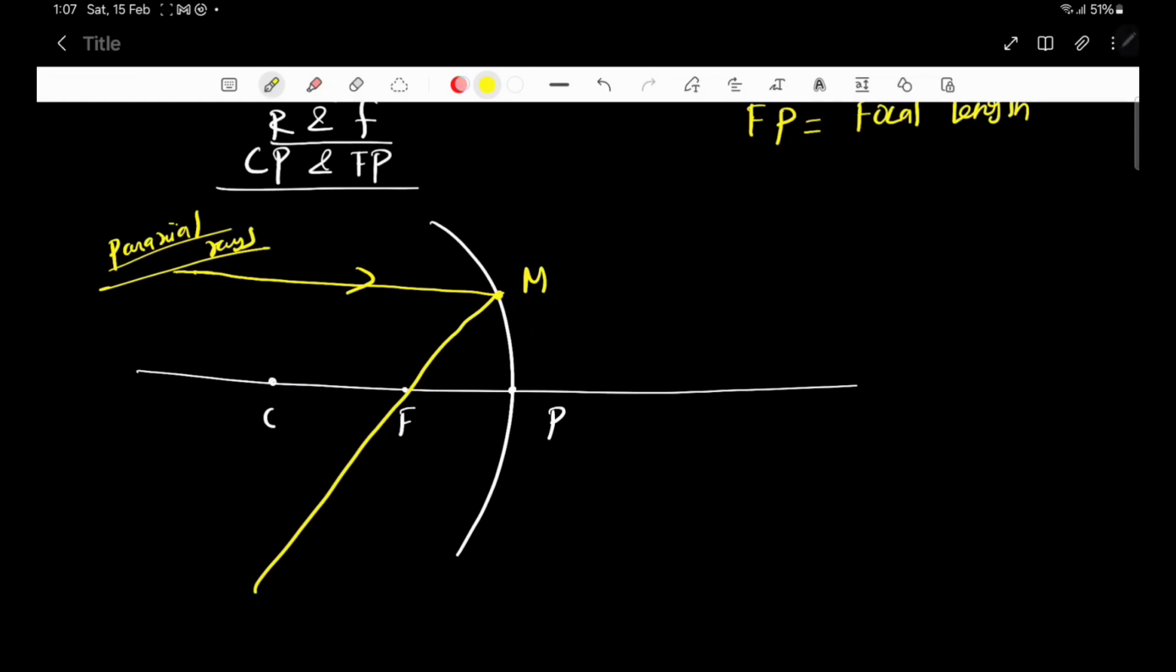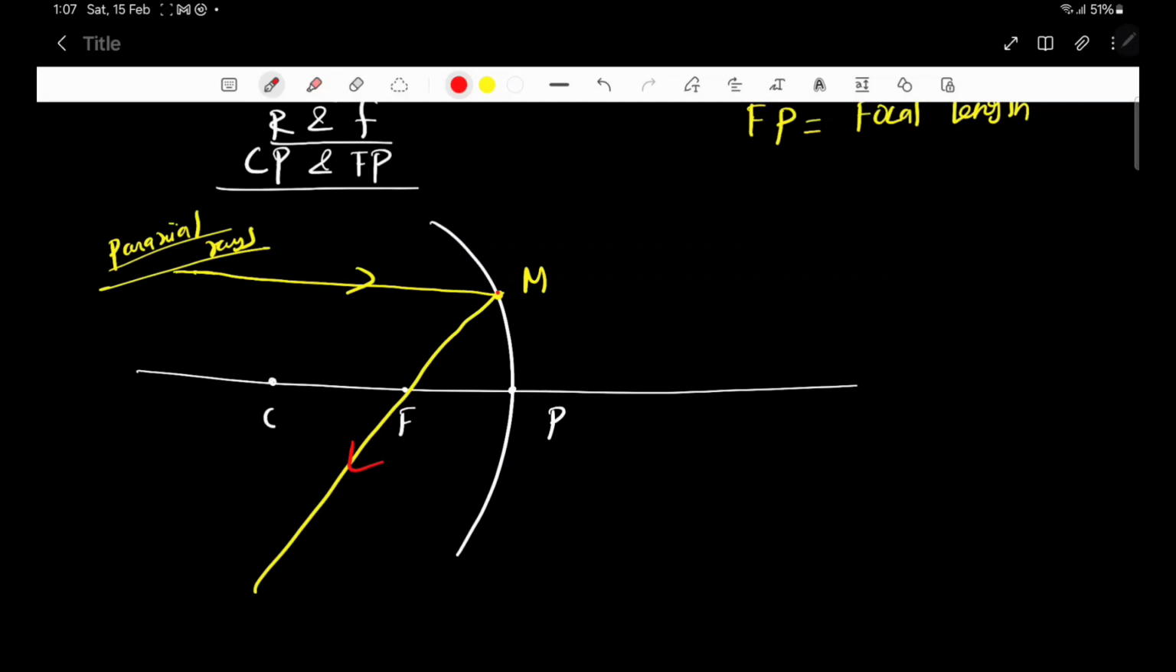Imagine it's a paraxial ray, and it is hitting our concave mirror at the point M. After getting reflected, it is going like this. At this point M we can try to draw the normal line.